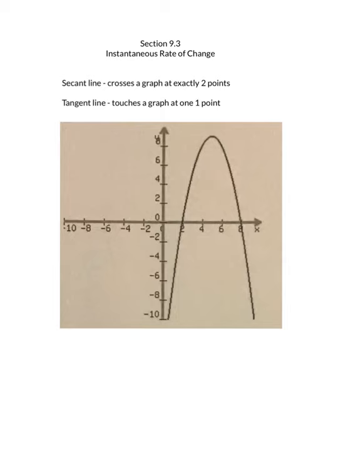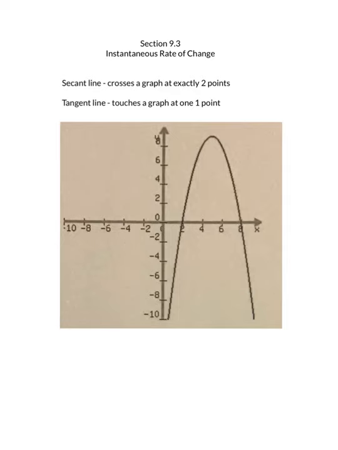In the second part of section 9.3, we are looking at what is called the instantaneous rate of change. As an introduction to this idea, we're going to talk about a couple of definitions and then use this picture. First of all, a secant line is a line that crosses a graph at exactly 2 points. A tangent line is a line that touches a graph at 1 point.